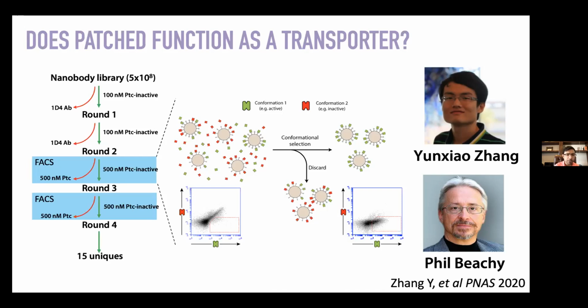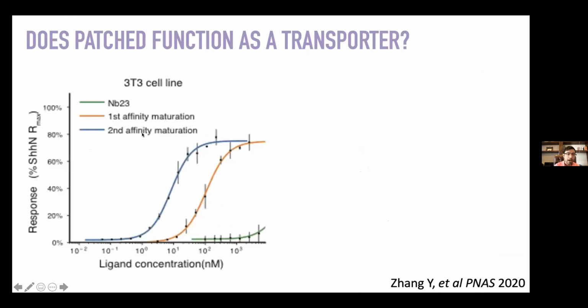So we did this process for Patched again, and he identified a nanobody that binds only to this mutant form of Patched. And over multiple rounds of further improving its affinity, was able to get a molecule that not only binds to Patched, but turns the pathway on.